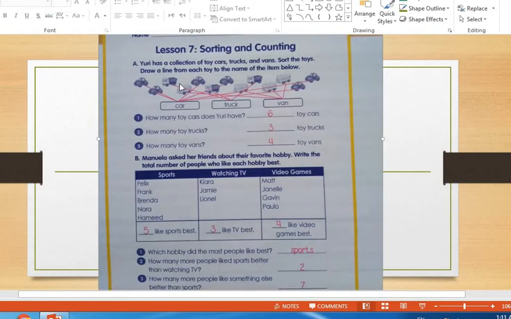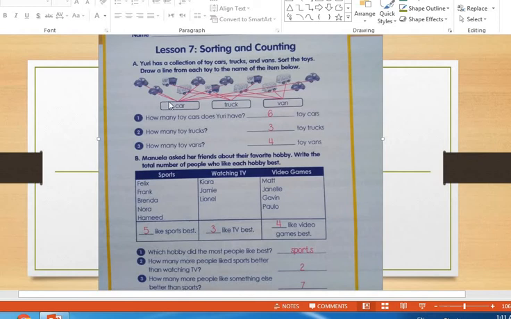In your practice book, here I have lesson 7, sorting and counting. Yuri has a collection of toy cars, trucks, and vans. So, sort the toys. Draw a line from each toy to the name of the item below. Okay, below. So, what kinds of cars do I have? I have cars, trucks, and vans.